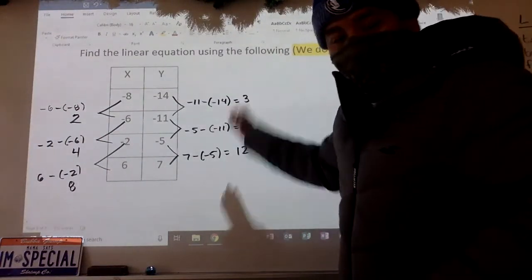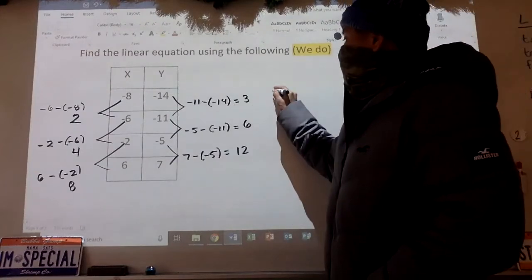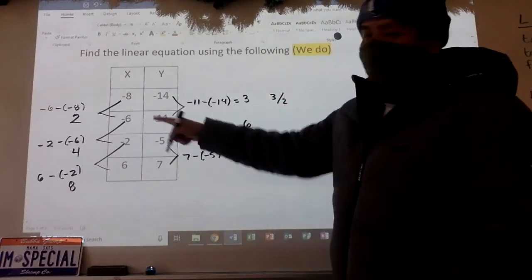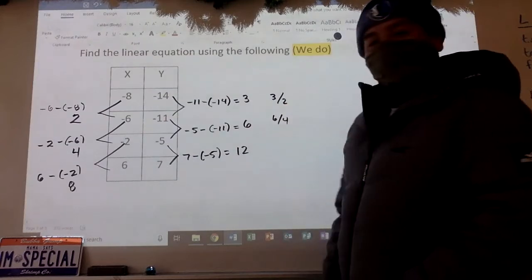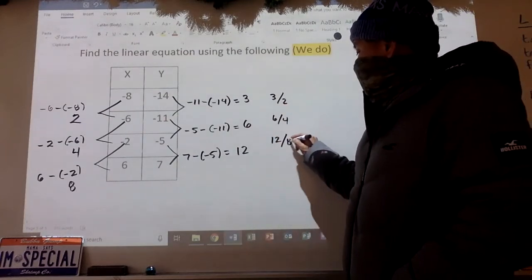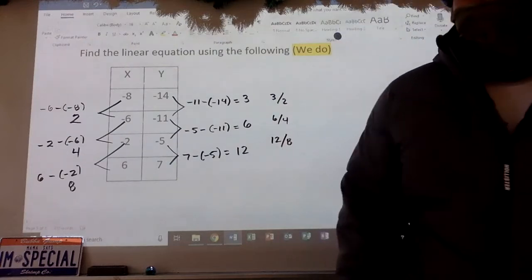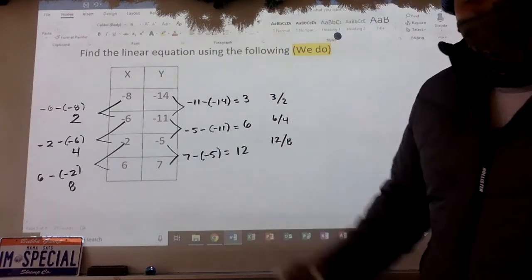So now I gotta check y over x. Remember, this side is always the y, that one is the x. The y will go on the top. But this one, it will be 3 over 2. This one, 6 over 4. And then the last one, 12 over 8. In class, I mentioned if the slope, if the m is not the same, no solution.